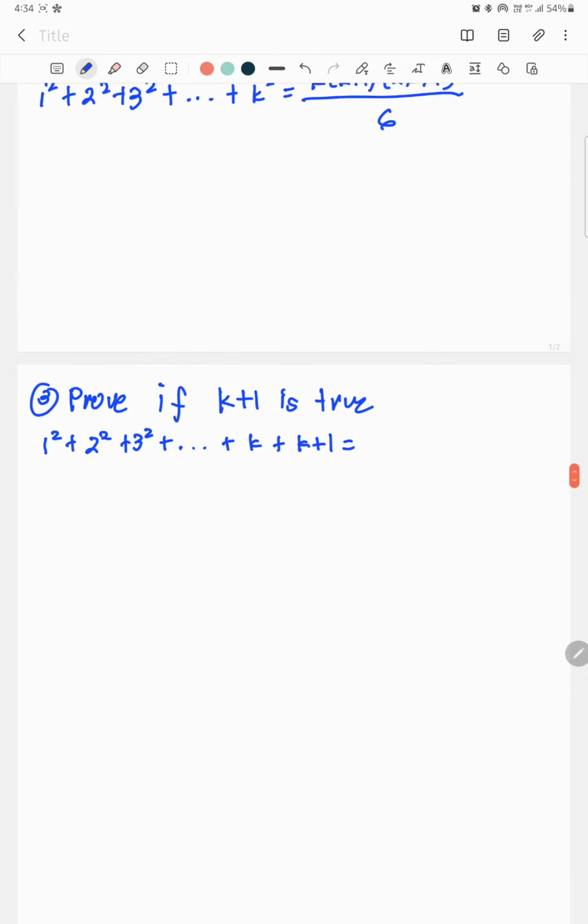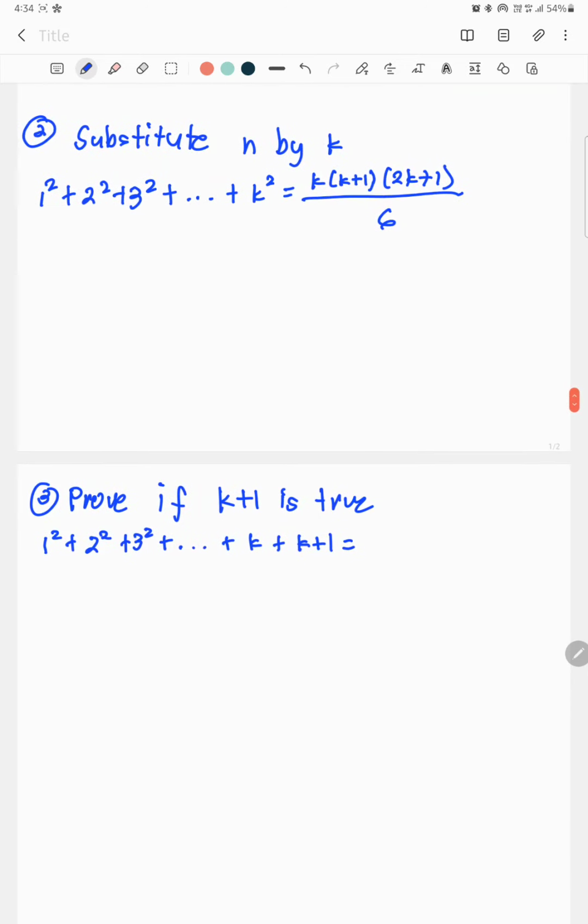Looking at our example on the screen, we're going to put plus 1 on every k in the summation. We call that a summation because it gives us the sum of all the terms in the series. So we have k plus 1.